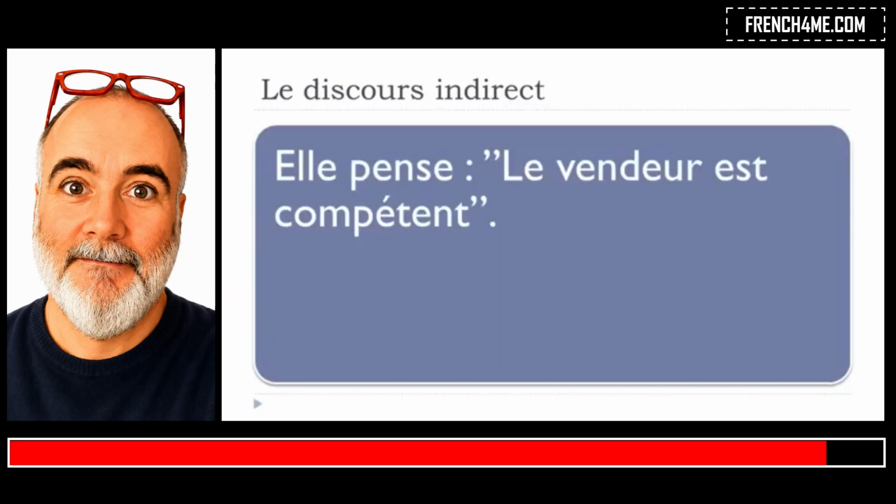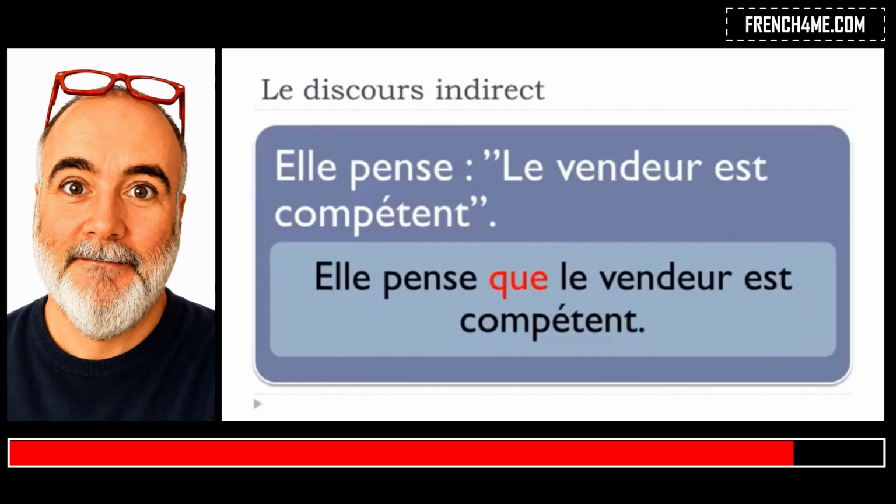discours indirect. Basically, if you've got one sentence like that: Elle pense, le vendeur est compétent. Okay, penser is to think, she thinks, le vendeur, the seller, est compétent, is competent. In that case, it's possible to have this kind of structure. But if you want to combine these two sentences into one, you can just modify it, and that's what we call the discours indirect, because you will get elle pense, so she thinks, que, that, and then you continue your sentence.